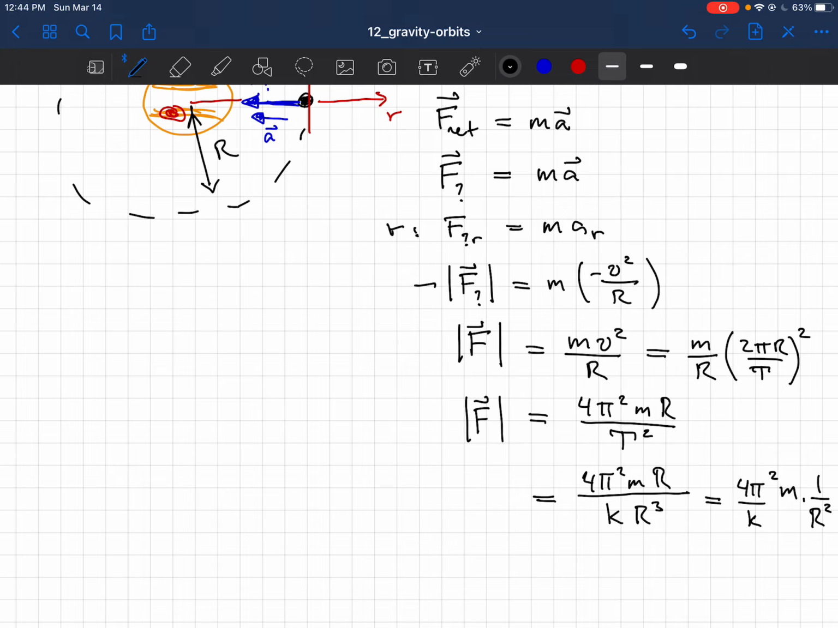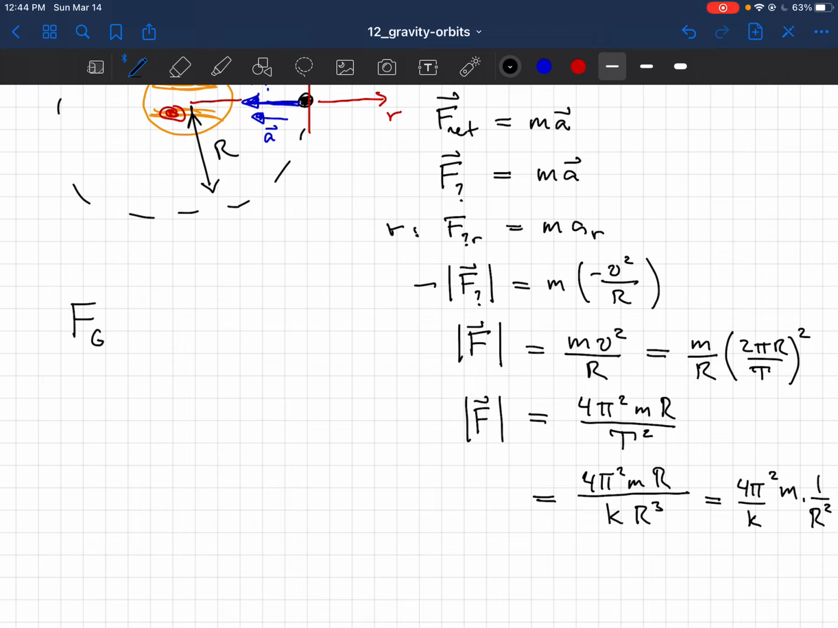This is what Newton found. He found that the magnitude of the force that caused the orbit of moons around planets was proportional to, number one, the mass of the orbiting moon, and also proportional to 1 over the radius squared, the distance of that moon from the center of the planet.